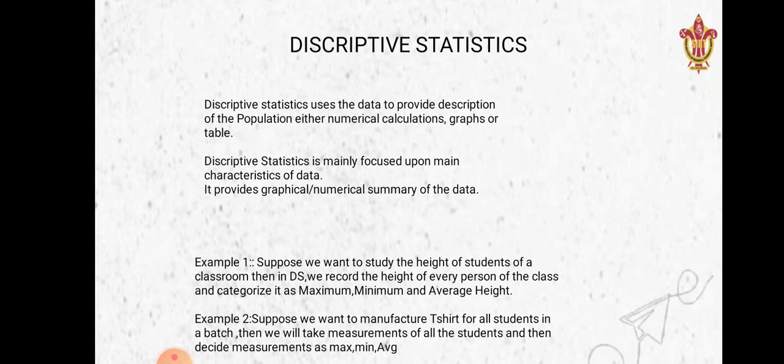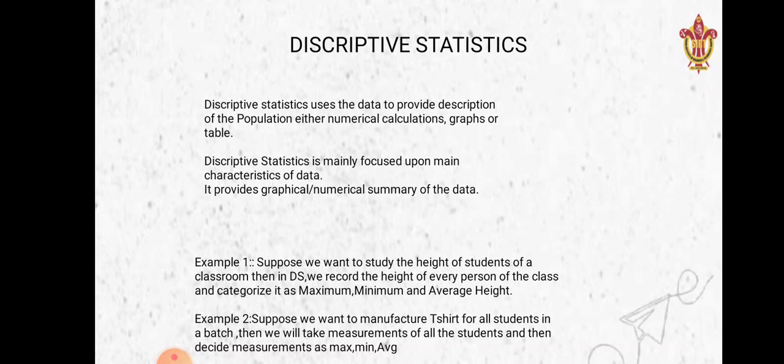So let's move ahead with the basic type of statistics, which is descriptive statistics. Descriptive statistics uses the data to provide a description of the population, either through numeric calculations, graphs or tables. So what is descriptive statistics? Descriptive statistics basically uses the data for describing any population. It mainly focuses on certain characteristics of data. We can say it provides a graphical summary of the data.